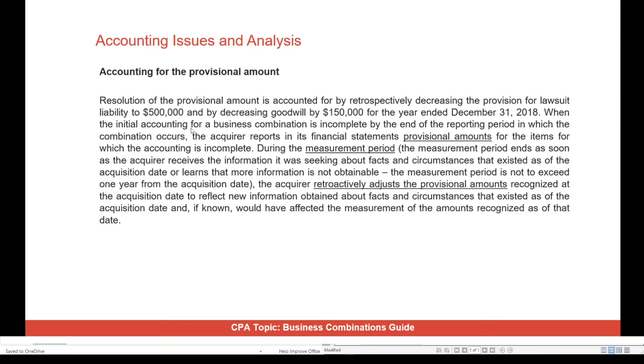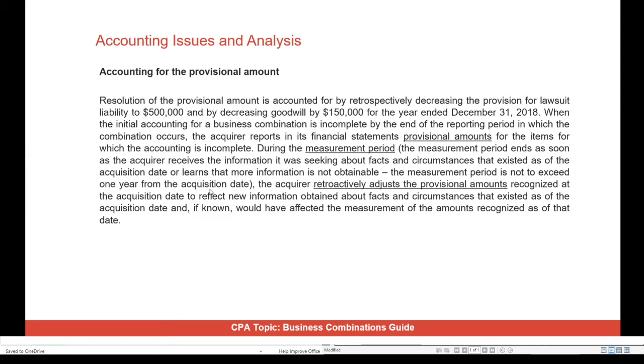So when the initial accounting for a business combination is incomplete at the end of the reporting period in which the combination occurs, this is what GAAP says, okay? The acquirer reports in its financial statements provisional amounts for the items for which the accounting is incomplete. The measurement period ends as soon as the acquirer receives the information it was seeking about facts and circumstances that existed as of the acquisition date, or learns that more information is not obtainable. The measurement period is not to exceed 1 year.